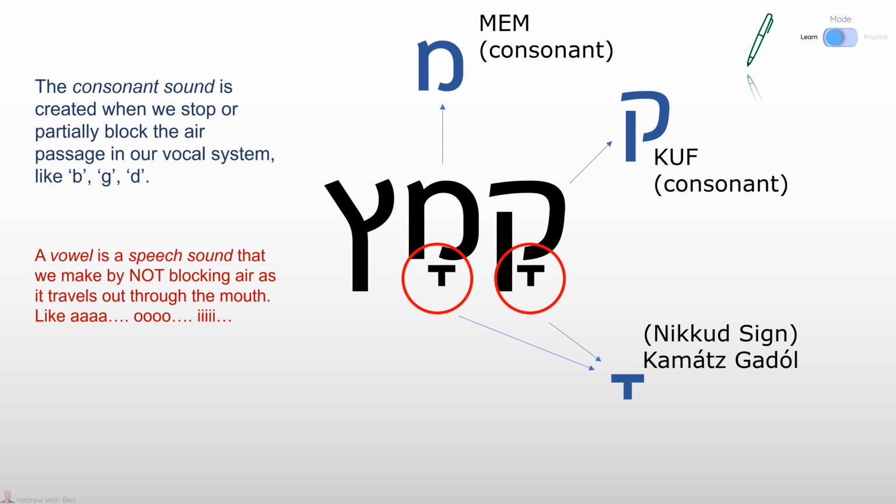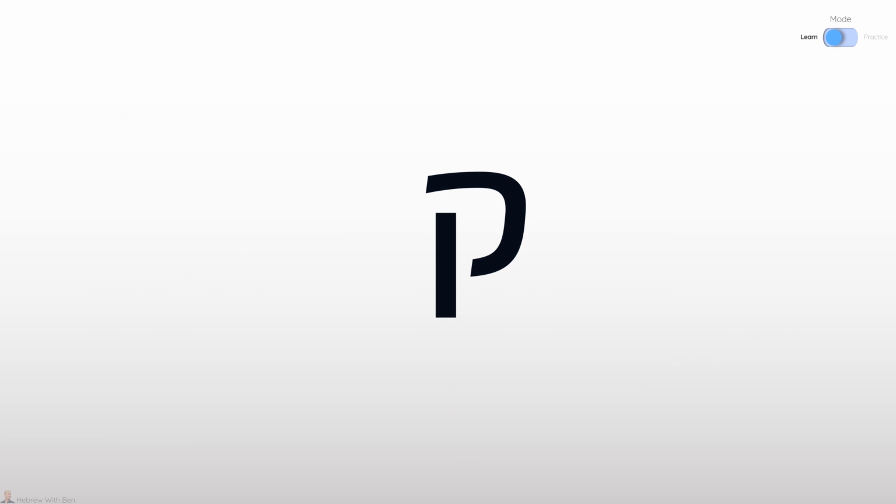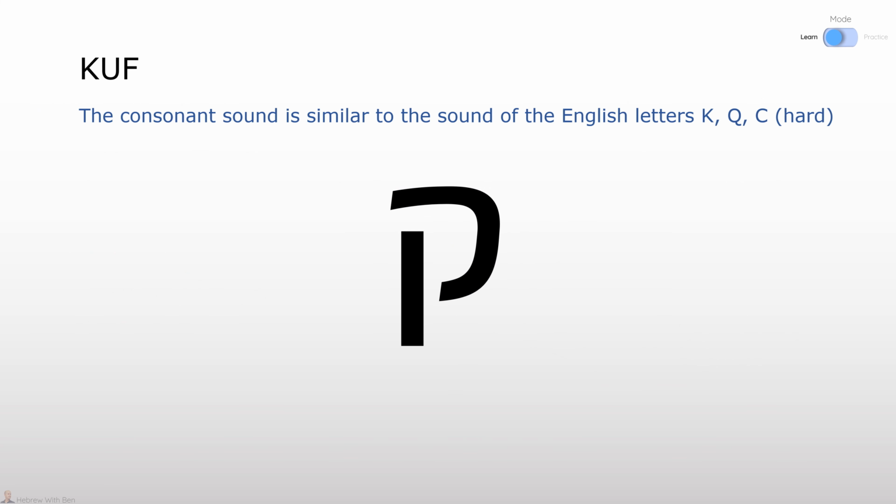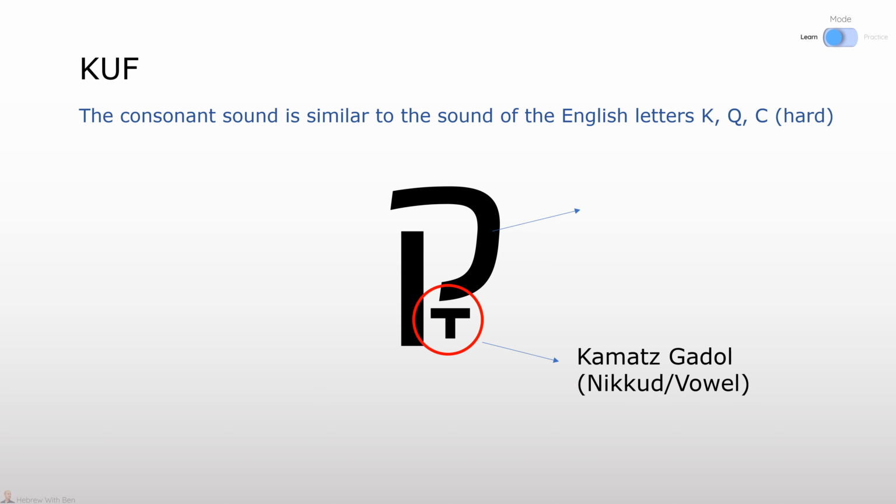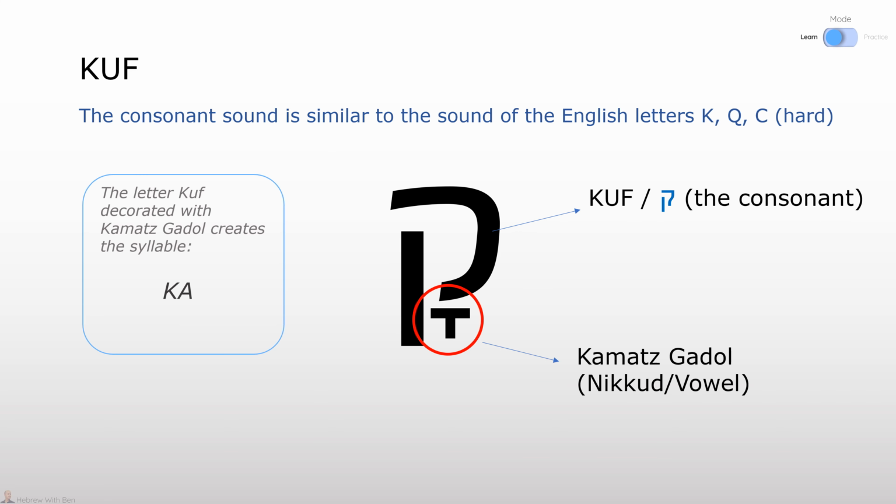Now that we better understand the basics of speech, let's start with the most basic examples. The letter on the screen is Kuf. When adding the Nikud Kamatz Gadol, the consonant and vowel combination create the syllable Ka. Again, Ka.